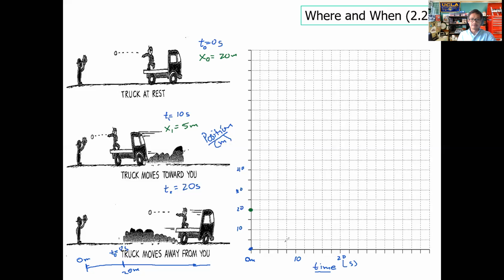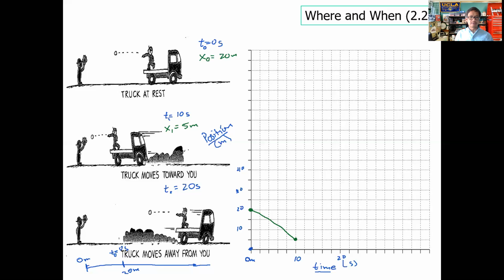So let's plot that at 10 seconds here. He ends up at 5, and the line is designated right there. So he starts out at 20, he ends up at 5. During this 10-second time interval, he moves back towards the origin. So the line is going to be down.